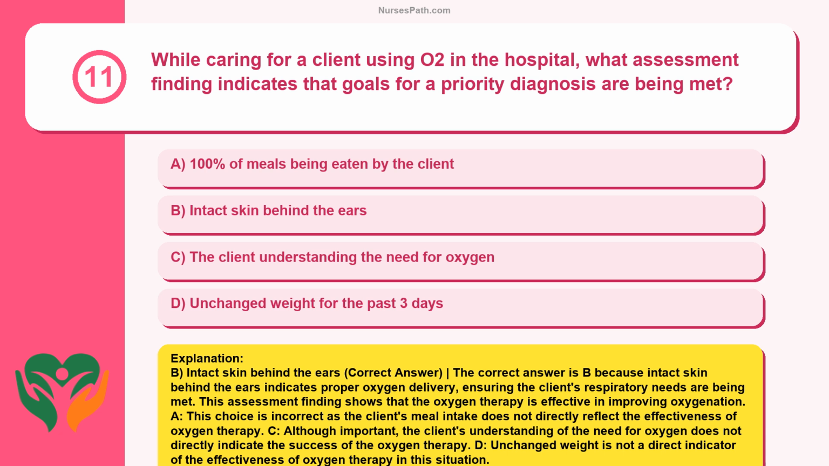A. This choice is incorrect as the client's meal intake does not directly reflect the effectiveness of oxygen therapy. C. Although important, the client's understanding of the need for oxygen does not directly indicate the success of the oxygen therapy. D. Unchanged weight is not a direct indicator of the effectiveness of oxygen therapy in this situation.